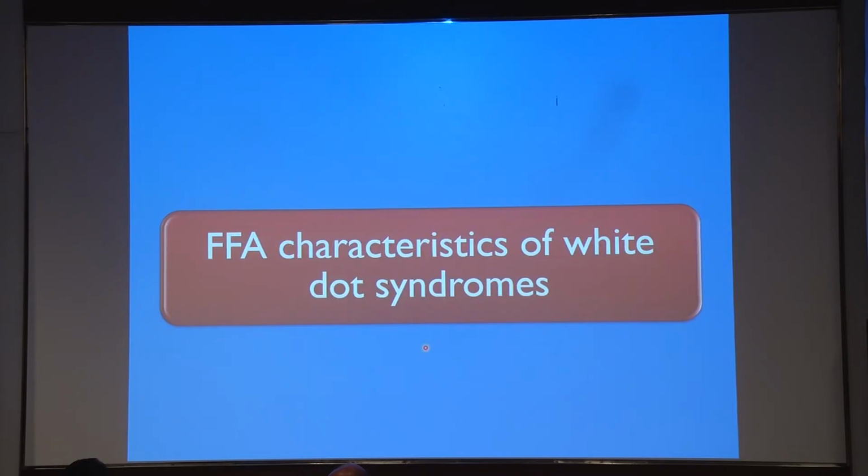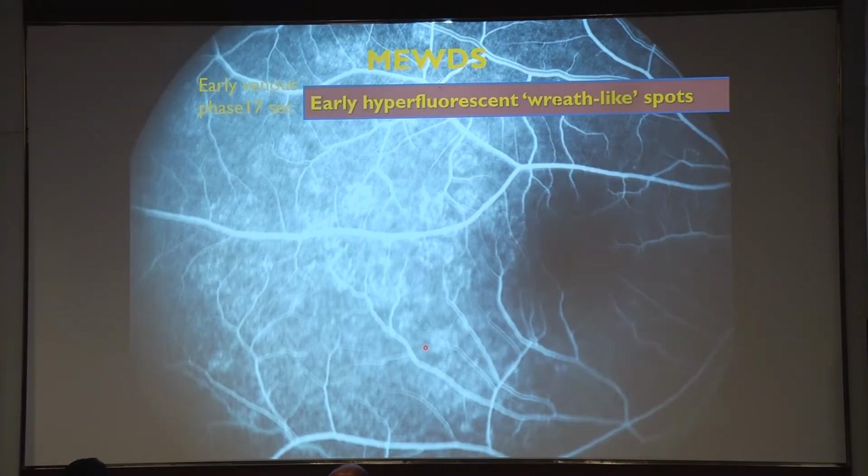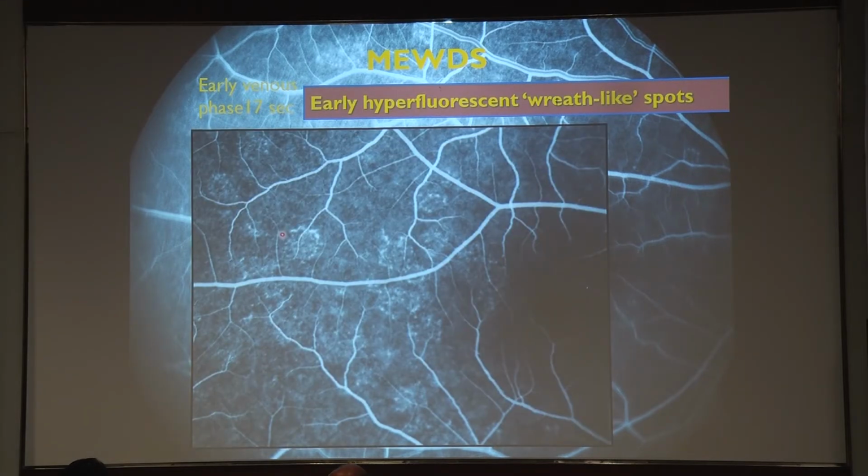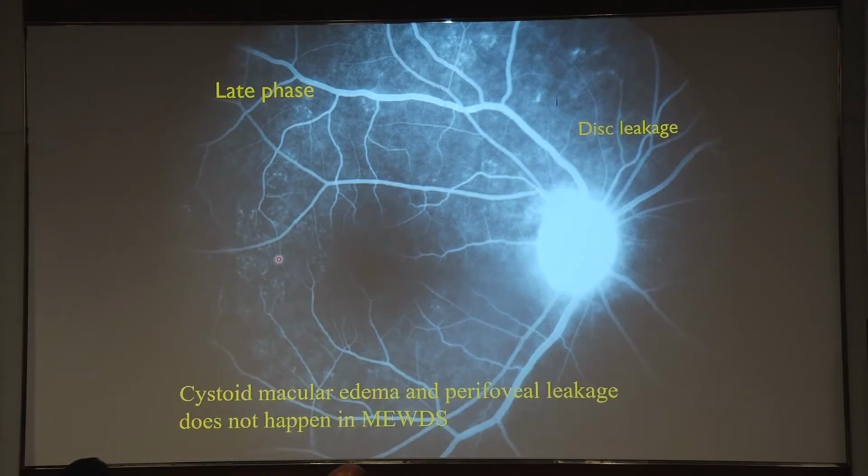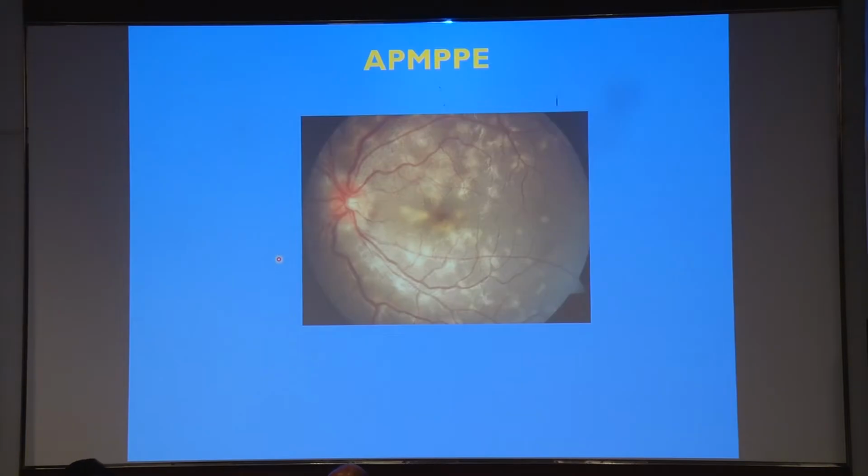Coming to the FFA characteristics of these white dot syndromes. Multiple evanescent white dot syndrome has typical early hyperfluorescent wreath-like spots, which you can see here. These wreath-like spots are more typical of MEWDS, and it is the only white dot syndrome with early hyperfluorescent lesions; the others have early hypofluorescent lesions. Usually cystoid macular edema and peripheral leakage won't happen in MEWDS.